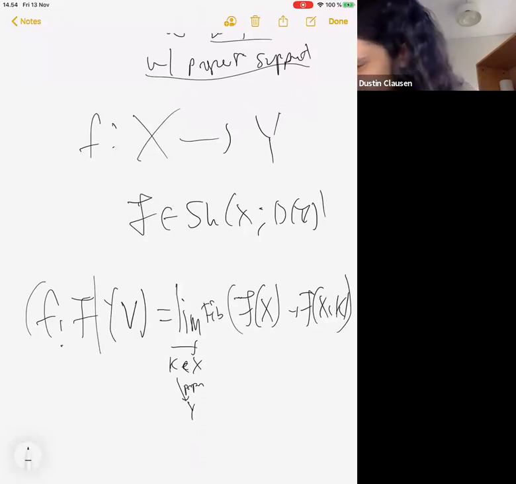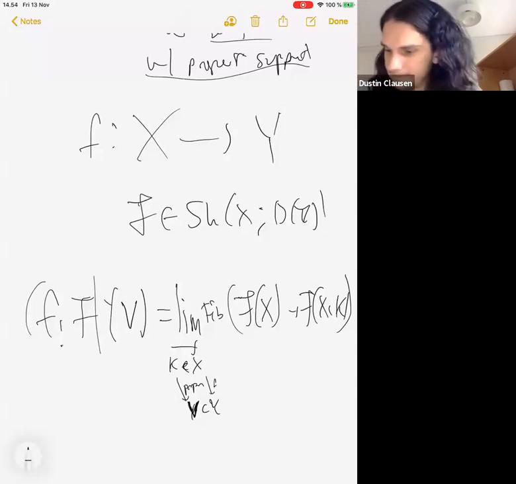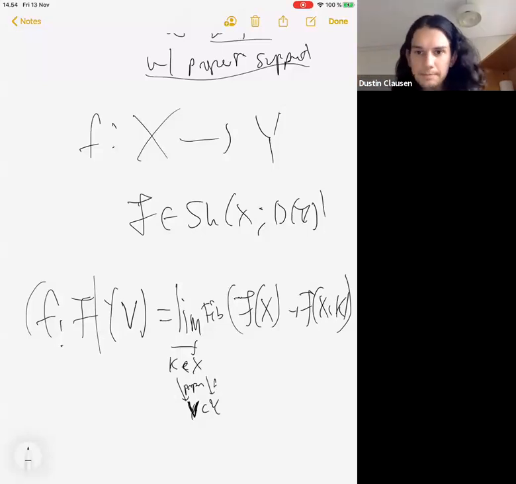Oh, where's my V? Where's my V? Proper over V, subset Y. It should be f inverse of V or something like this. Doesn't matter.